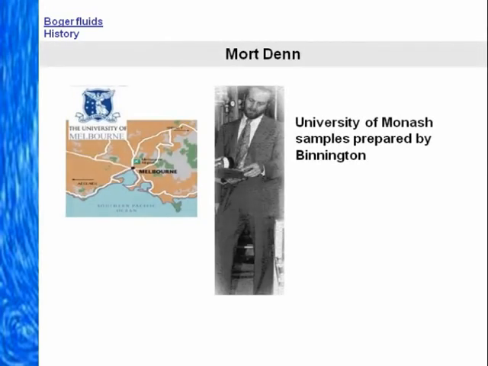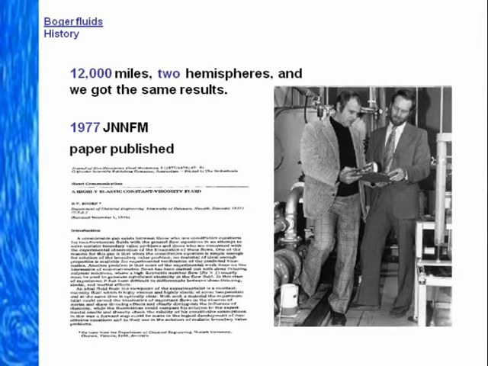So I made arrangements for a sample of material prepared at Monash, with the properties measured at Monash by Binnington, to be sent to the University of Delaware, where one or more of Den's students was asked to make similar measurements. He did, and the results agreed. 12,000 miles separation, 2 hemispheres, and we got the same results. It was after this agreement that the 1977 paper was published.